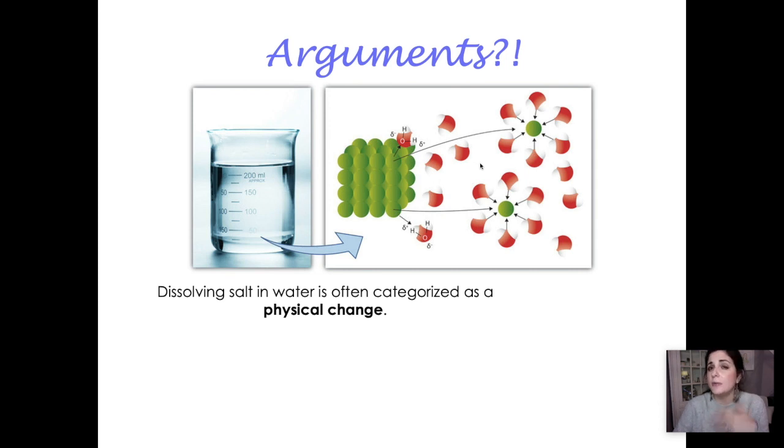That's normally how I would categorize it because it's still salt water. They still retain their properties. You can still separate those two via evaporation and have the salt and the water.